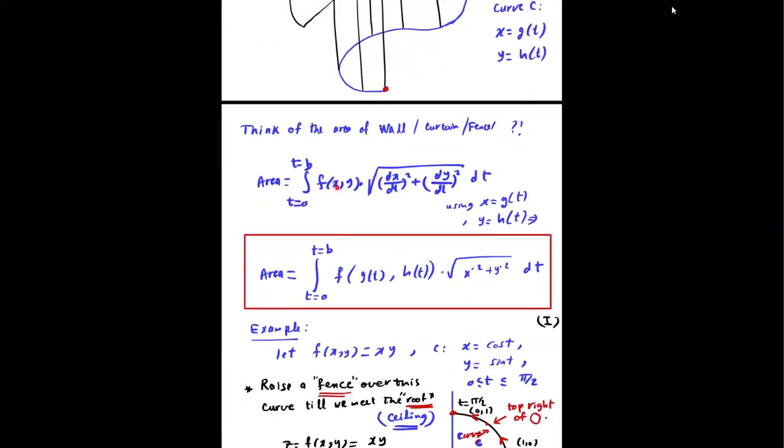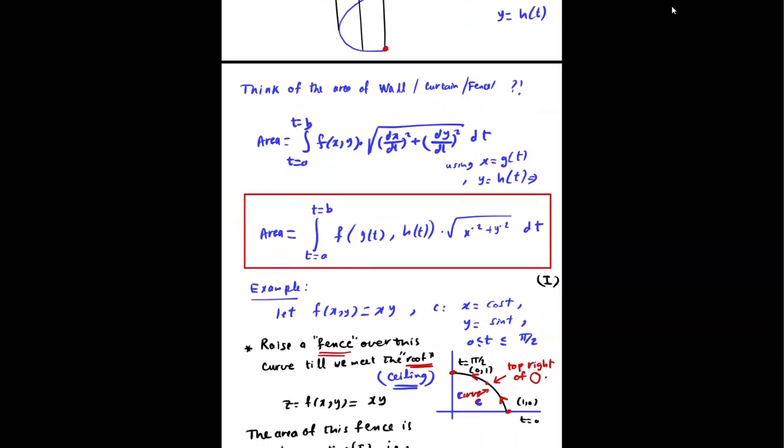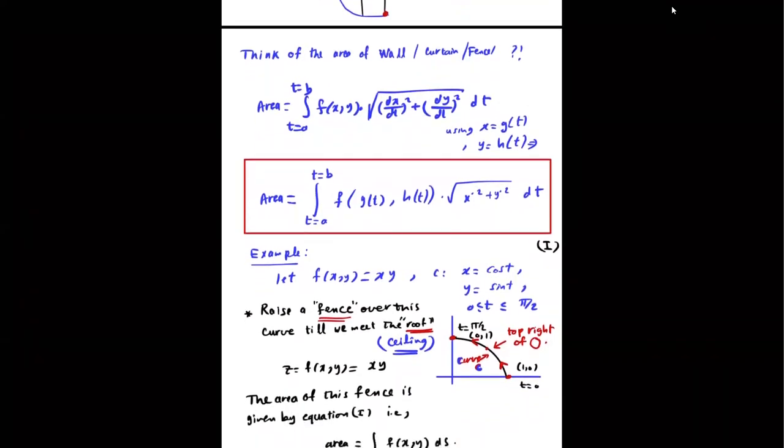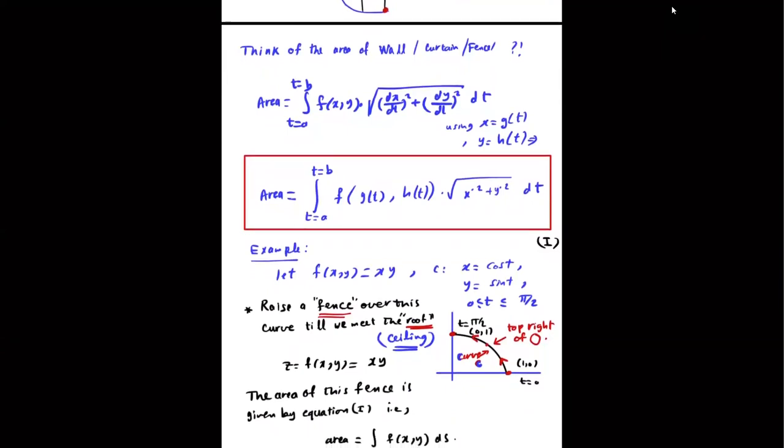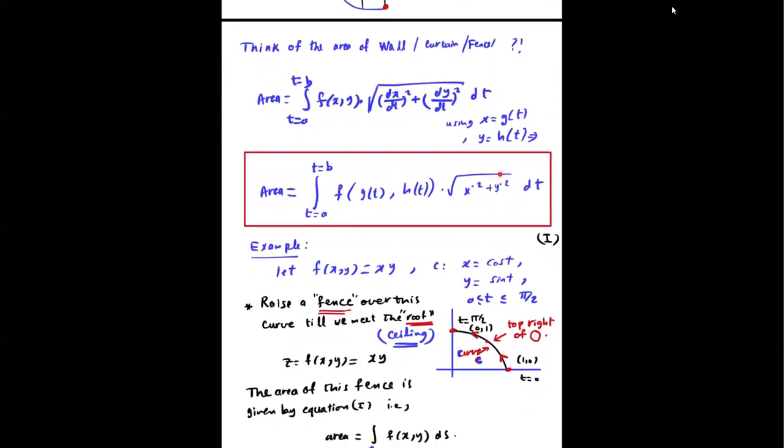If we substitute for x, y, where x is a function of t given and y is a function of t given, and this is the ds. ds is this big square root of modulus r dot squared, if you remember this notation, if you like. So let's take some example.